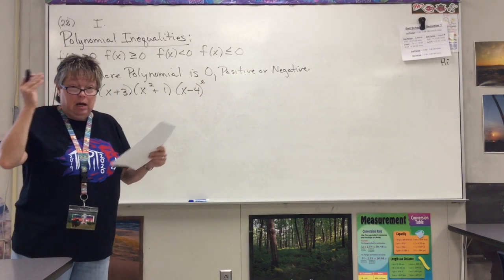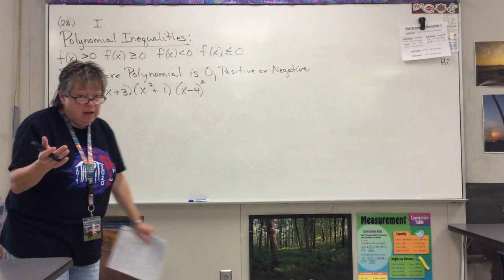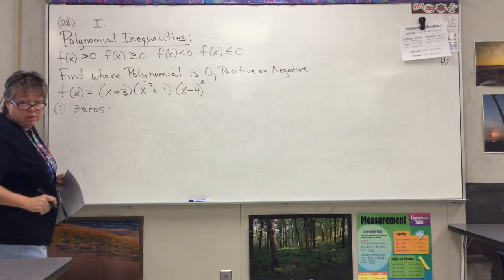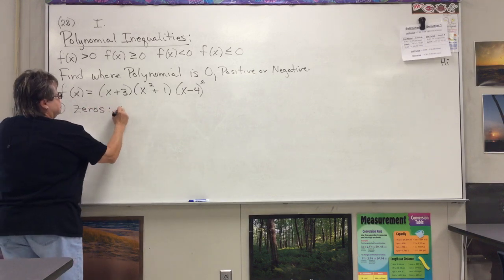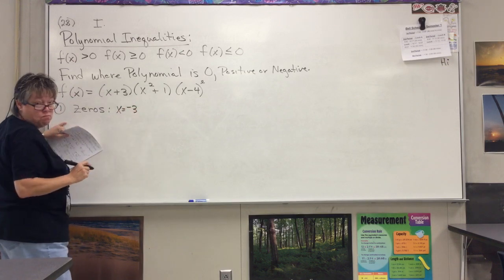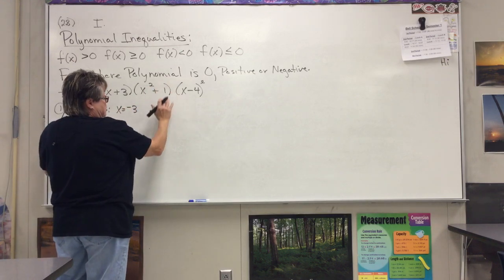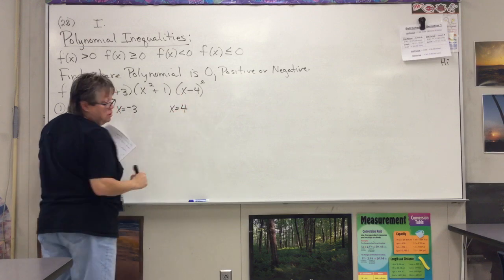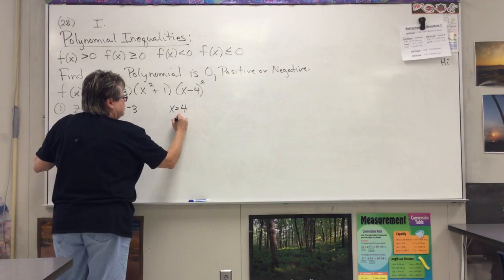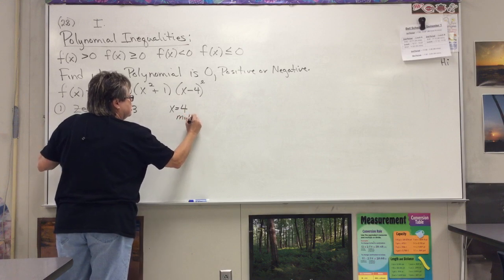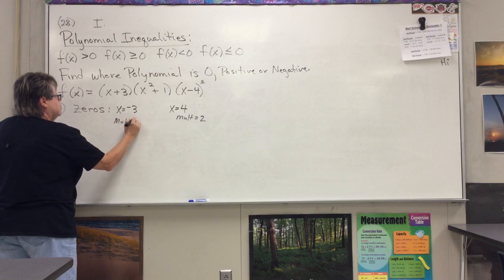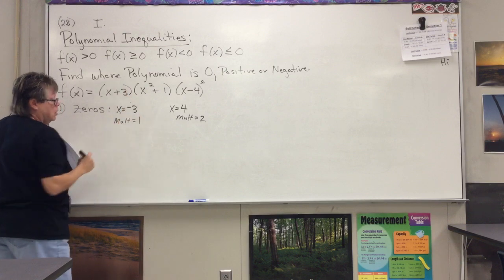So can you tell me a little bit about this f of x? Well, what do we know? First thing, you can identify the zeros for this polynomial. At this point, we know that x equals negative 3. X squared plus 1 doesn't have any zeros, and for x minus 4, the zero would be 4. We can even mention multiplicity. Here it is 2. The multiplicity of our negative 3 is just 1.